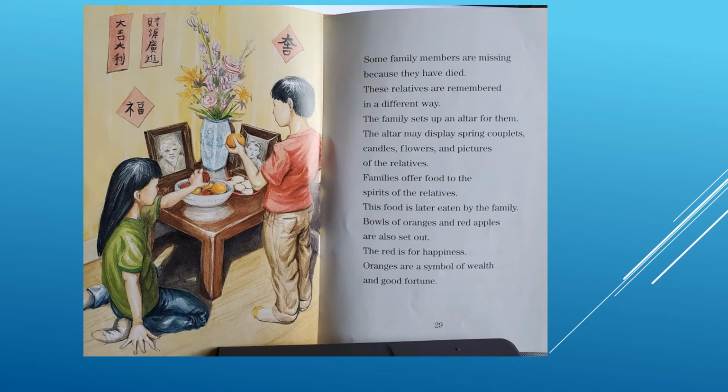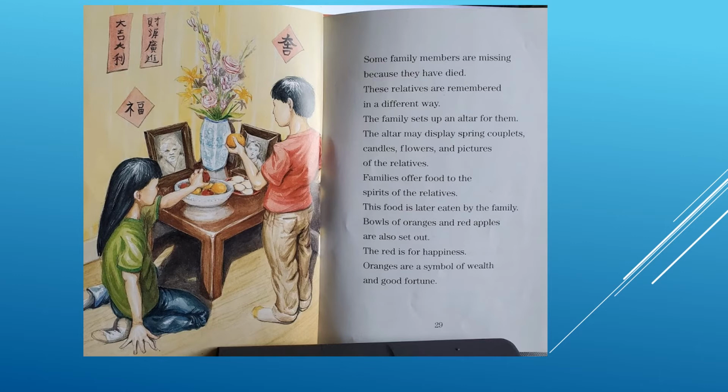Some family members are missing because they've died. These relatives are remembered in a different way. The family sets up an altar for them. The altar may display spring couplets, candles, flowers, and pictures of the relatives. Families offer food to the spirits of the relatives. This food is later eaten by the family.